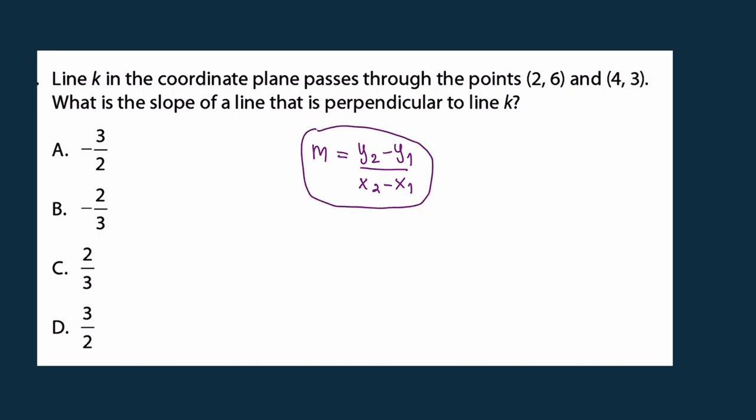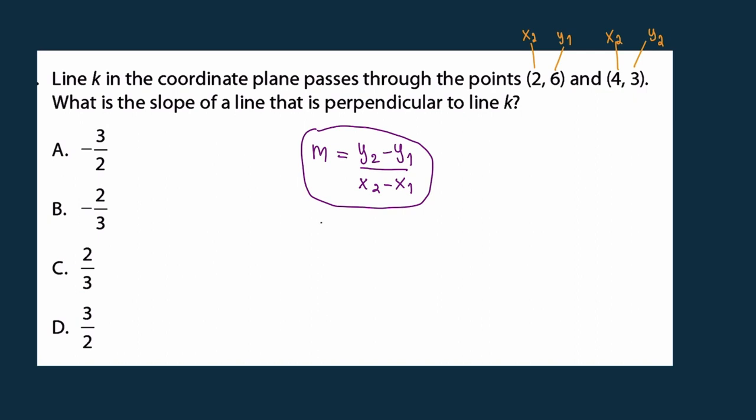Okay, so the next step is to decide which one is y2, y1, x2, x1. You can decide this by yourself, choosing which pair is x1, y1 or x2, y2. But be careful: if you say this is y2, this one should be x2, and this one is y1 and x1. Don't be sloppy.